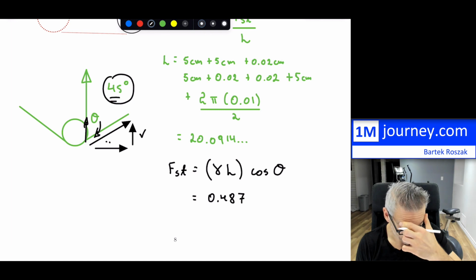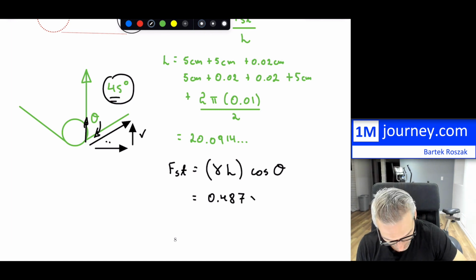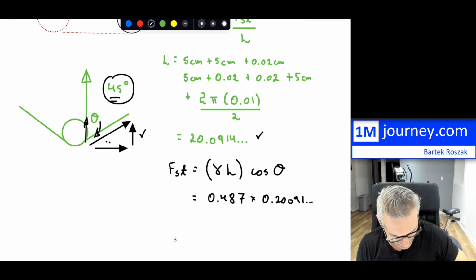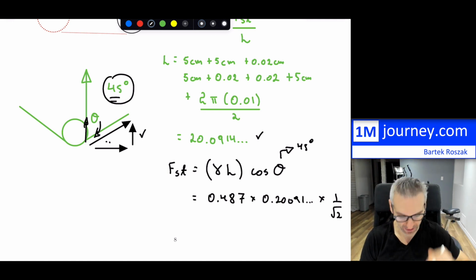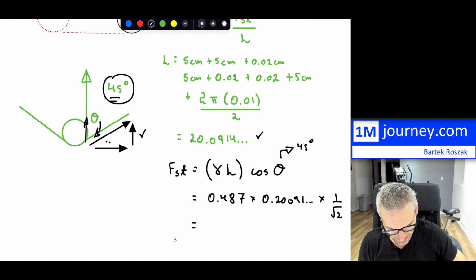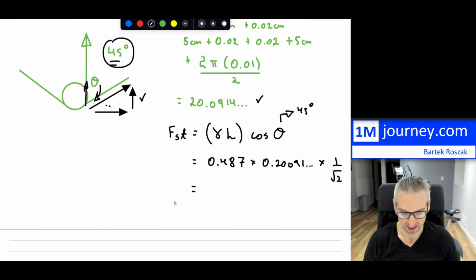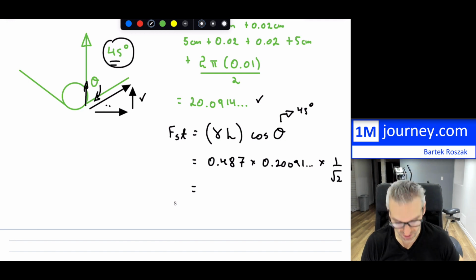0.487, that's going to be in newtons per meter, multiplied by, now I can get this in meters as well, 0.20091 etc. And then times cos of the angle. Now the angle is 45 degrees, so this is just 1 over square root of 2. You can plug that into your calculator and see what happens. All right, so I'm just going to take all of these numbers and multiply them, just to see what that vertical surface tension would be.